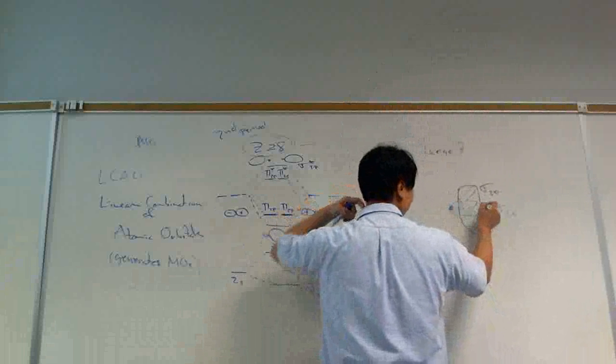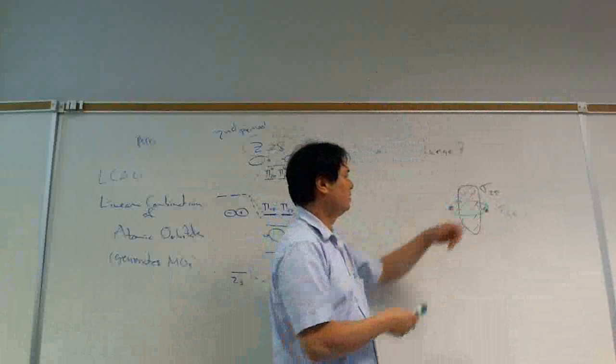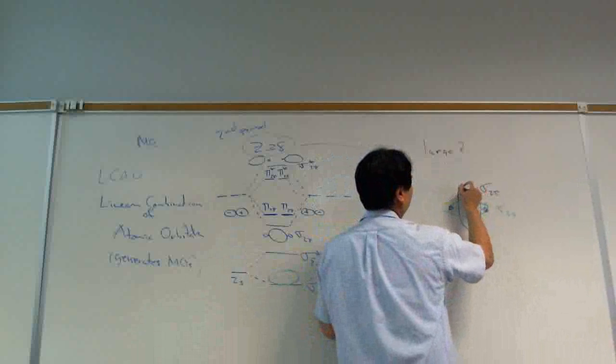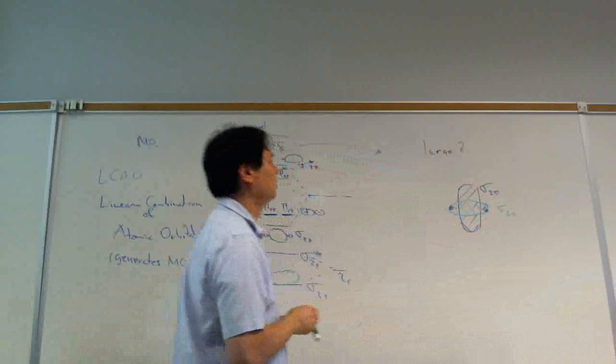So basically, the electrons can have their own kind of space. No, this should be more symmetric. The electrons have their own space.